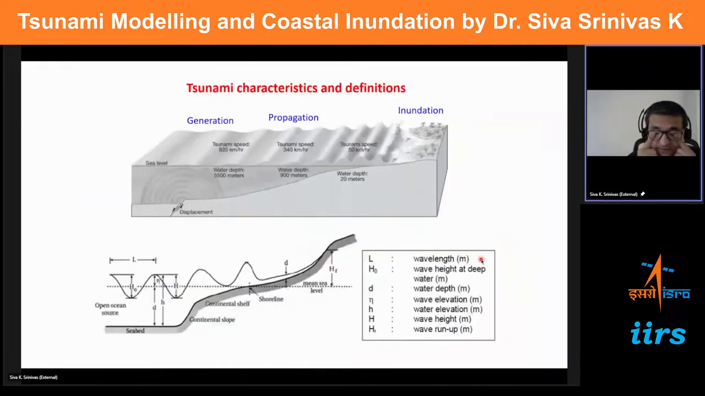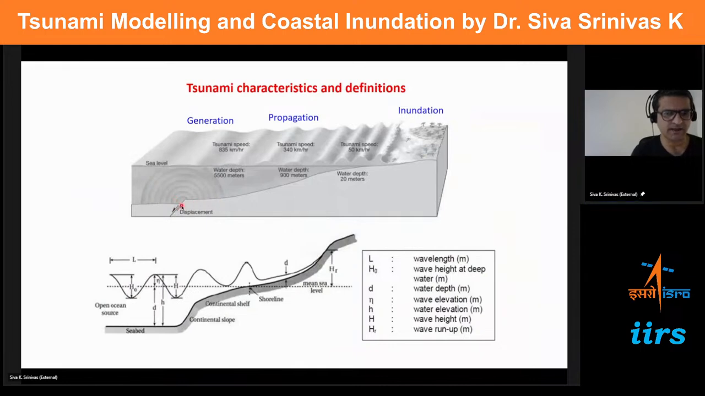Now, the characteristics of tsunami. Having said that tsunami involves 3 steps: generation, propagation, and inundation, there are certain characteristic features of tsunami. There would be a disturbance in the deep ocean at the seabed, which is an earthquake. Energy is transferred onto the free surface, and there will be a deformation. A tsunami is generated.